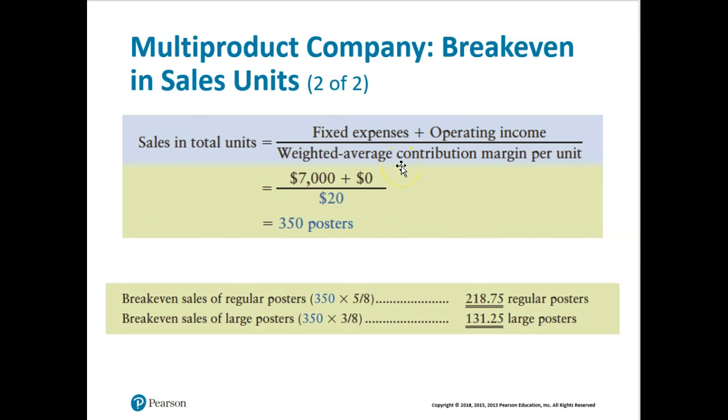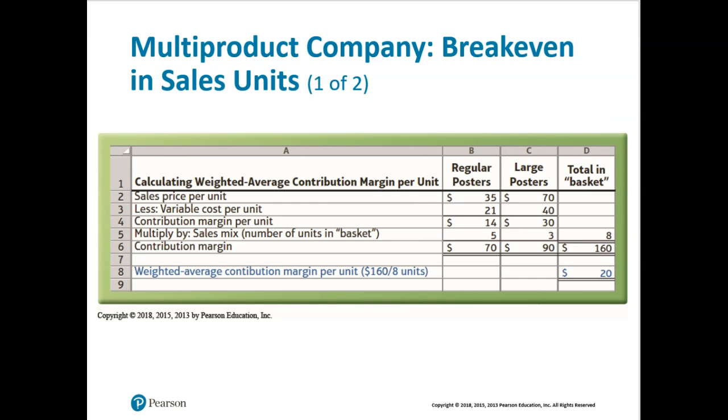So fixed expenses plus operating income divided by your weighted contribution margin tells me we've got to sell a total of 350 posters. So now we can multiply that times our ratio. 5/8 are regular and 3/8 would be large posters. Remember that our proportion here was 5 and 3, so we're just saying 5 of 8 are regular, 3 of 8 are large. Okay, we've just made a proportion out of it.